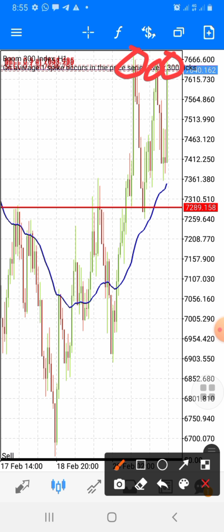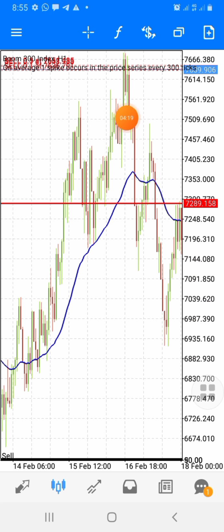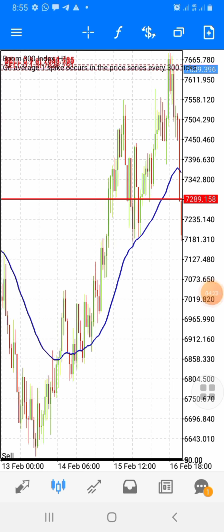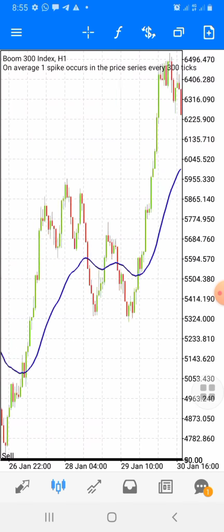So what do we expect? We expect the market to move down from there. Also, it happened here. Look at the region here. So this is what you check in order to take a very good trade that will make you good profit.